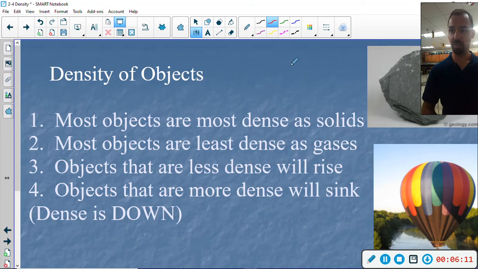Density of objects. Most objects are going to be the most dense as solids, as I mentioned, and they're going to be least dense as gases. All right, one exception to that rule is going to be water, which we'll discuss in a little bit. Objects that are less dense will rise. Objects that are more dense will sink.